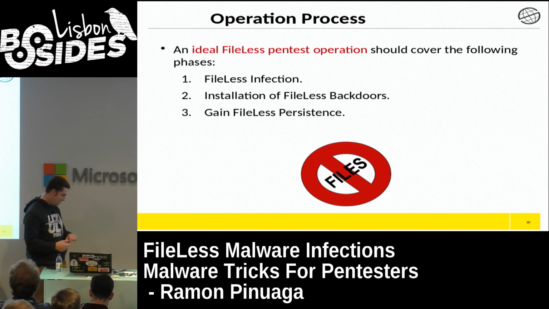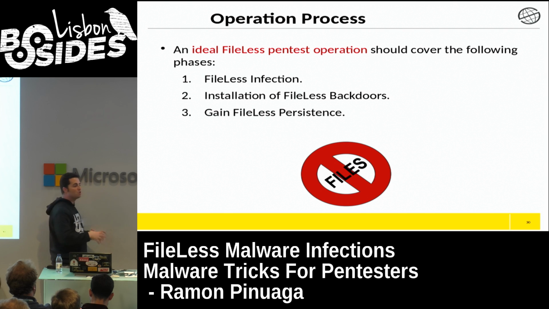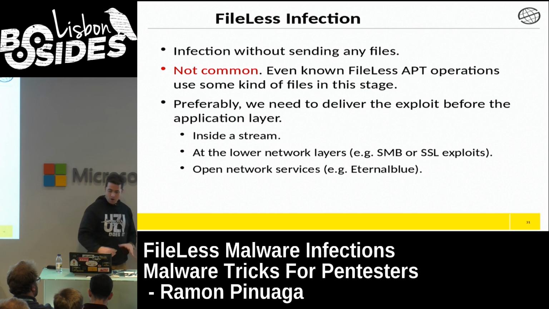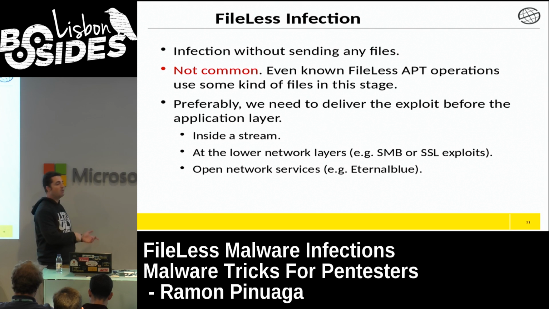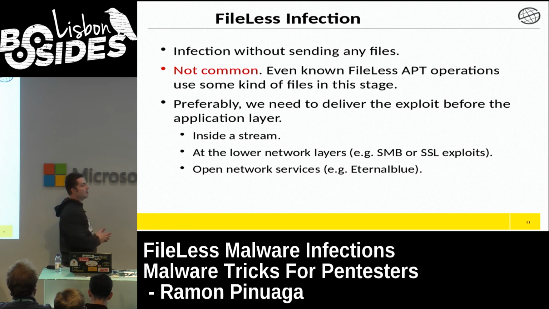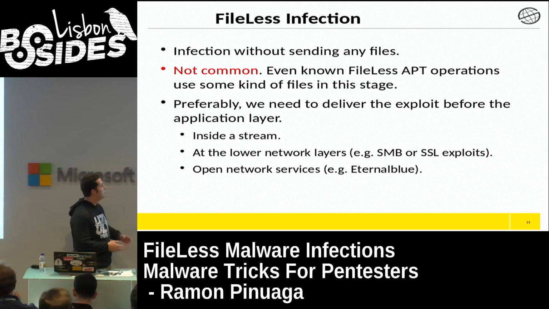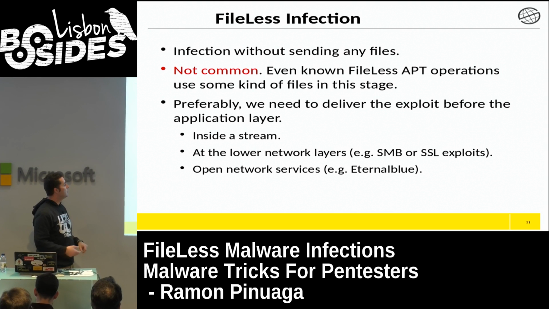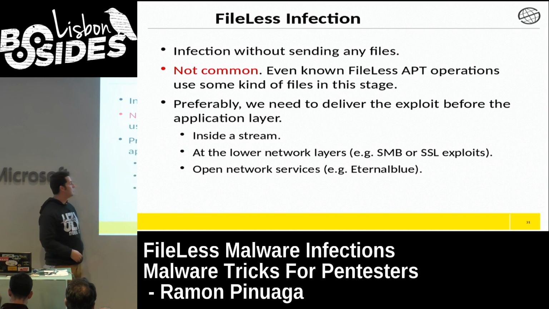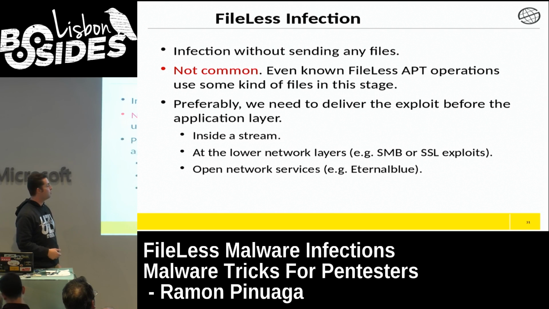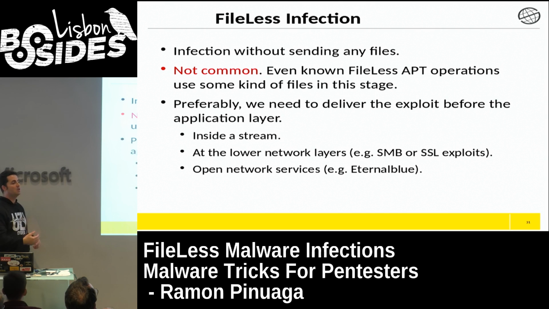So let's build our penetration testing framework using these techniques. First, we need a way of infecting a system without using any files, to make detection more difficult. This is not common. Even the malware families we have seen use files in this phase. So it's not easy to exploit a system without using any files. But there are some exploits that we can use for this kind of infection. For example, we can use exploits that are inside a stream of a protocol that uses streams. We can try to exploit lower network layers like SSL or SMB protocols, or we can try to attack open network services. So we don't need to send any kind of file.